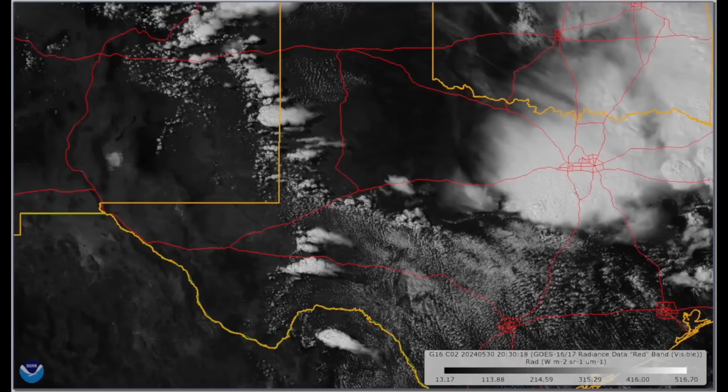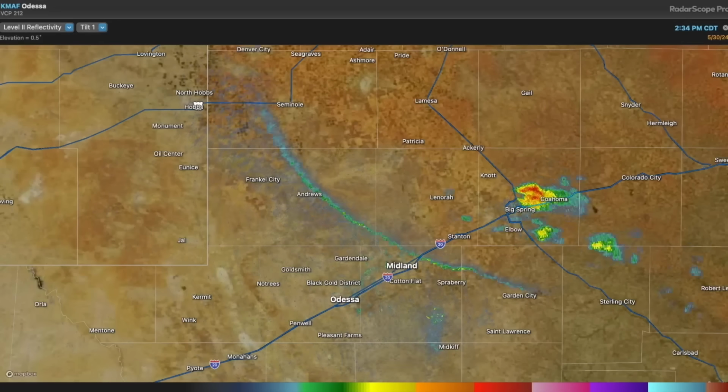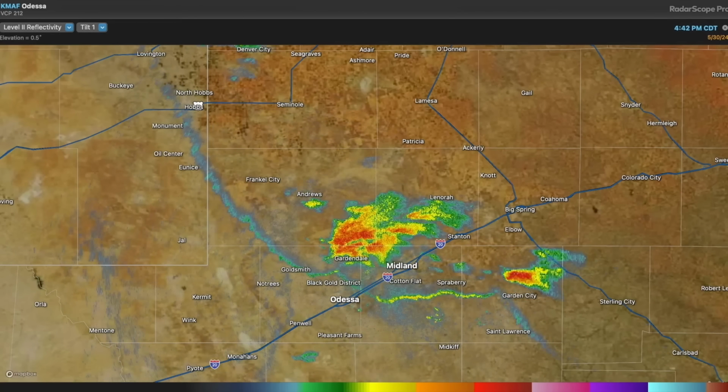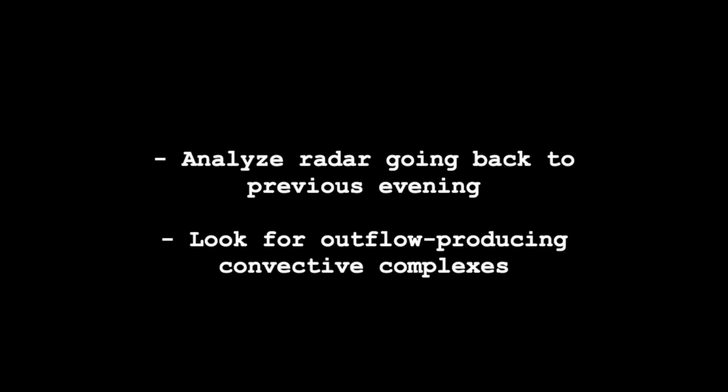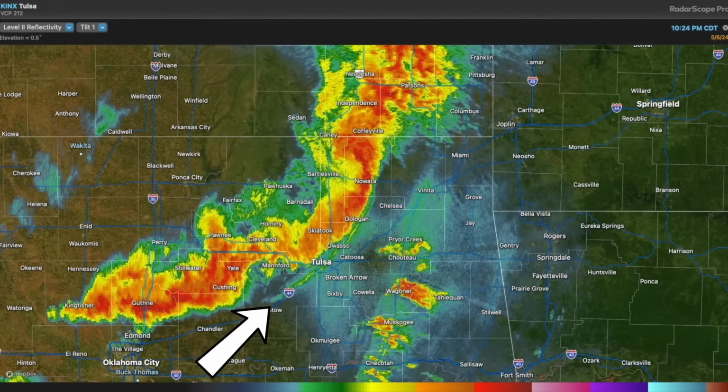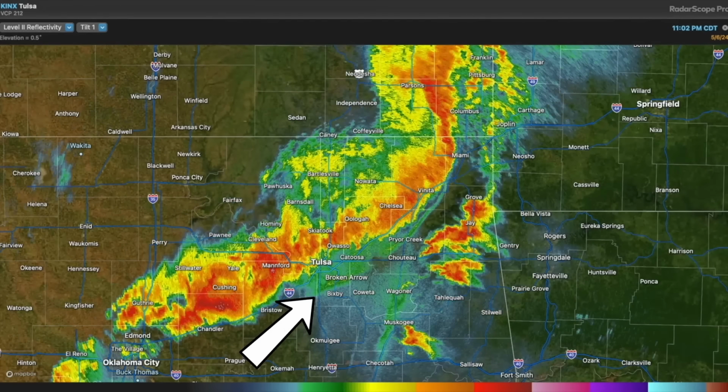Surface observations and satellite imagery may often be more reliable tools to use to locate boundaries, but radar can still be helpful as well, especially in diagnosing the motion and intricate structure of the boundaries themselves. When you're forecasting or selecting a target for a particular chase day, it's good practice to take a look at the radar going back to the evening prior to the event in question. This can help you identify any potential boundary-producing convective complexes that may have traversed the area of interest in the lead-up to your chase. These complexes can emit ample rain-cooled air, or outflow, which often leaves behind an outflow boundary or boundaries in its wake.